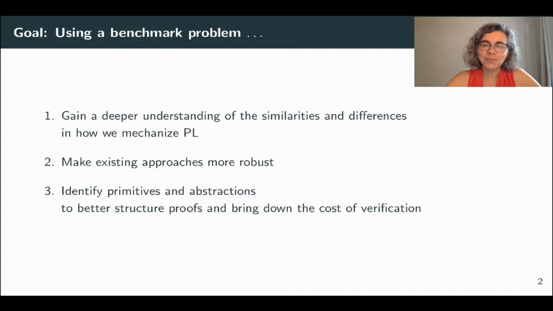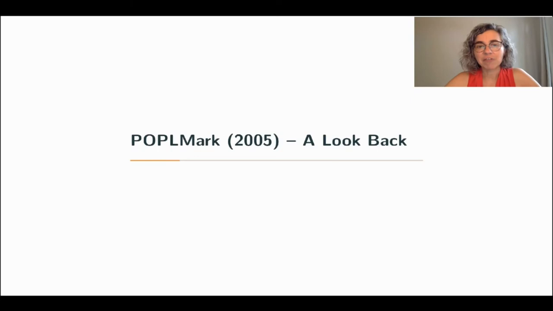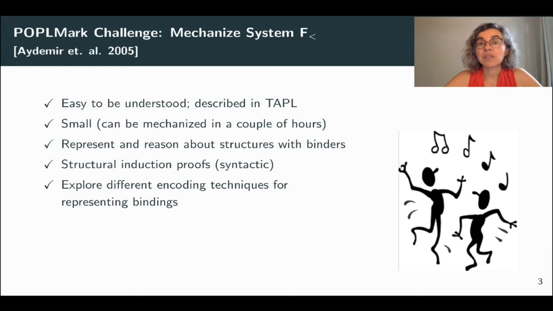So it's worthwhile to take a look back at POPLMark in 2005. Back in 2005, the POPLMark challenge was to mechanize System F-sub. This is a problem that can be fairly easily understood. It's described in Types and Programming Languages. It can be mechanized in a couple of hours.